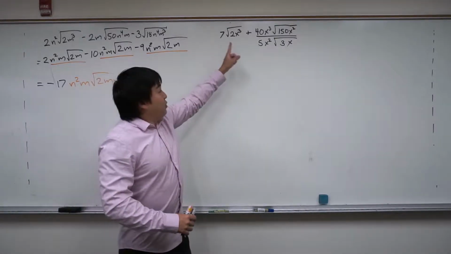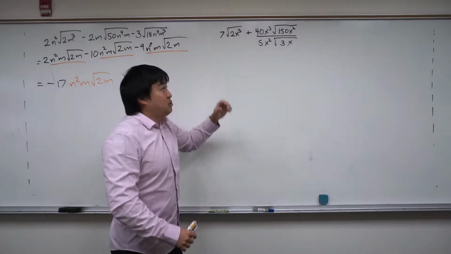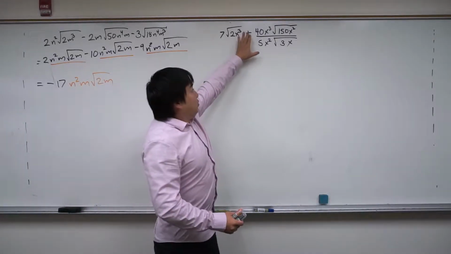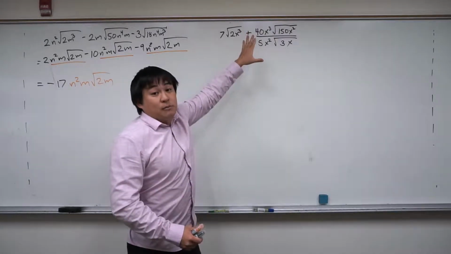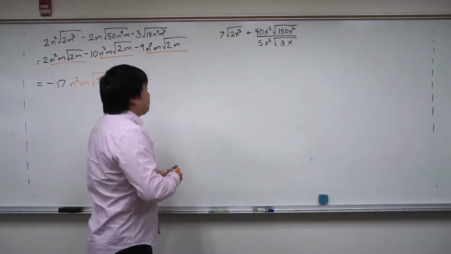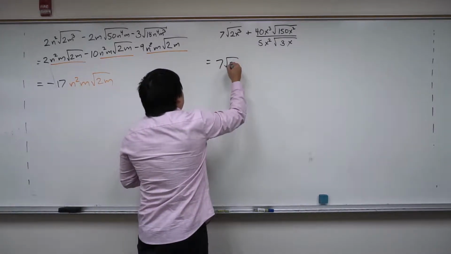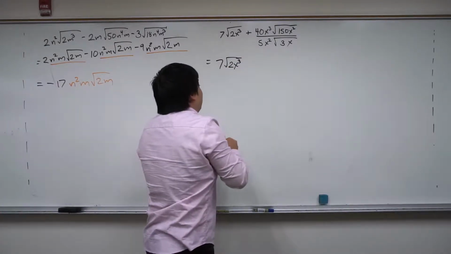But if you notice that the LCD here is fairly ugly, right? It's this 5x squared square root of 3x part. So what you should do is deal with this fraction by itself first and see what you can simplify offhand. So here, I'm going to leave that left-hand side alone. And then I'm going to simplify the right-hand side.